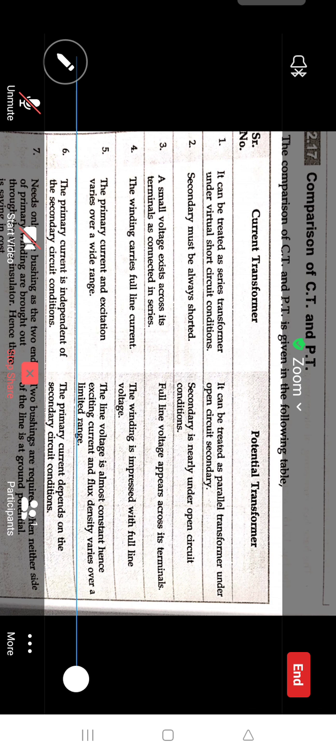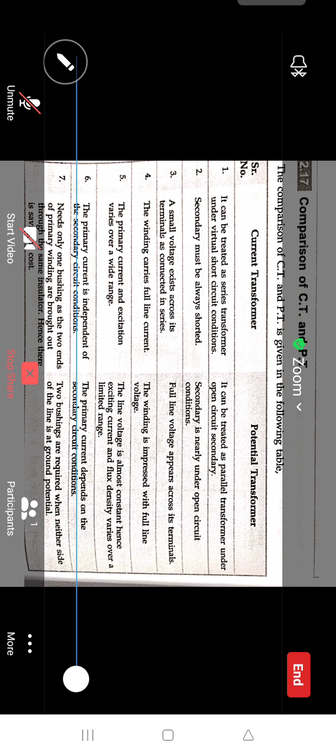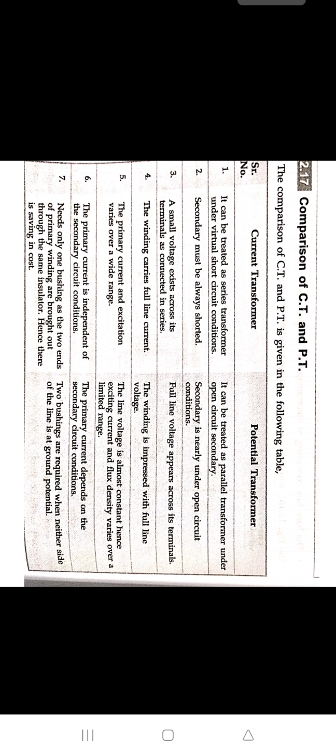Here our chapter is completed. Chapter 8, current transformer and voltage transformer. From the next lecture we will start a new chapter of circuit breakers and protection.